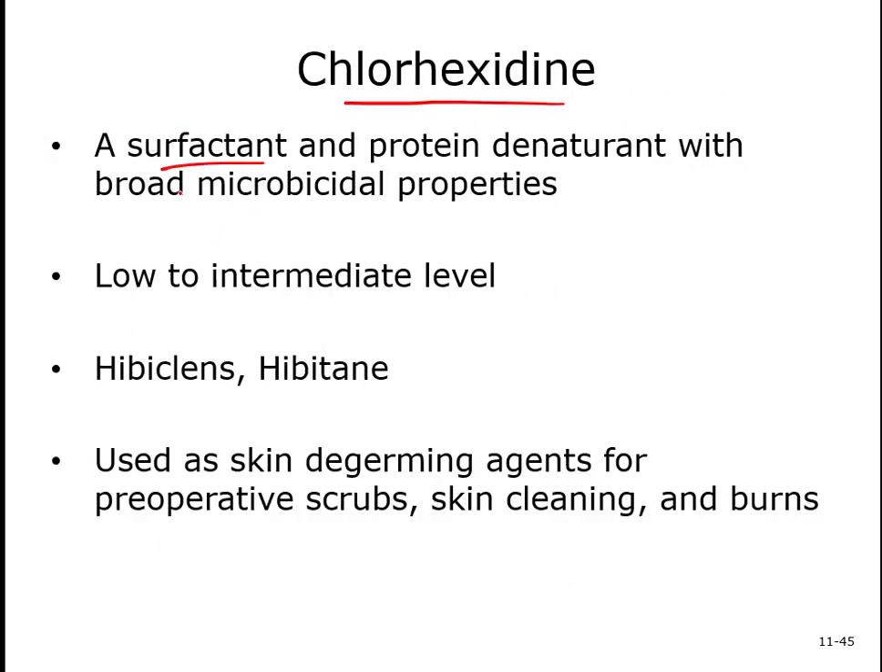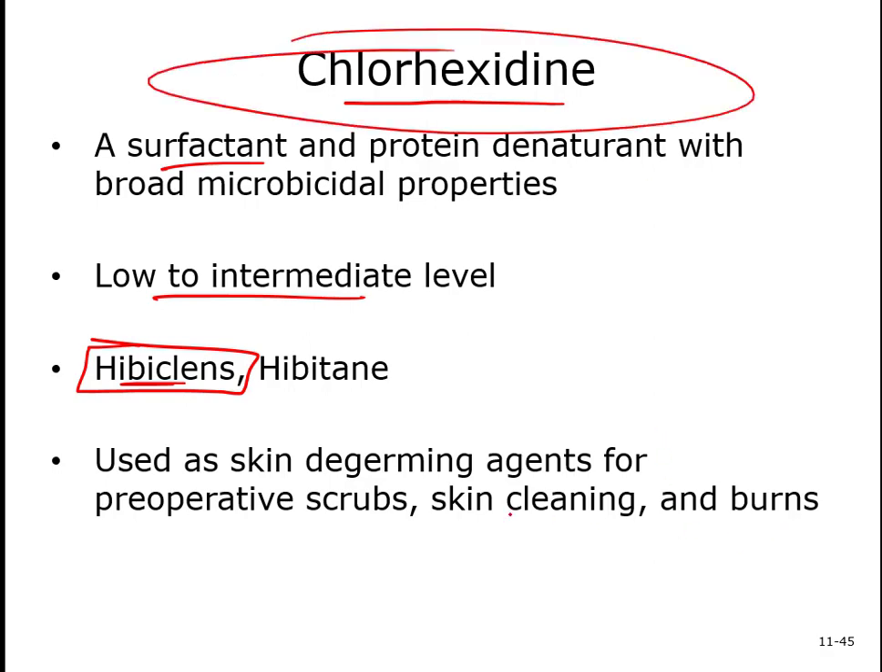Chlorhexidine is a surfactant. Remember, that means that they disrupt the cell membrane. They can insert themselves and destroy the integrity of the cell membrane. It's a low to intermediate level. An example of chlorhexidine is Inhibiclens. Remember, we're testing that in lab this week, that pink stuff. There are also some mouthwashes that are types of chlorhexidine that they might prescribe if someone has an oral infection. So this is a safe antiseptic. It's often used to clean certain wounds or for burns.